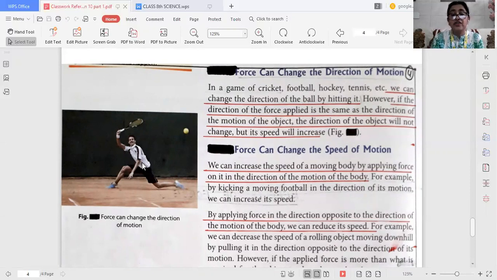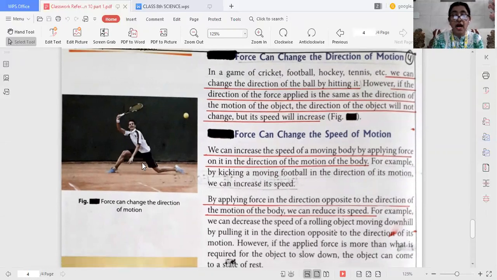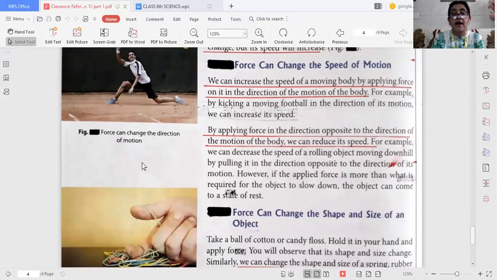Now, force can change the speed of the motion. If we apply force on a moving body in the direction of the motion of the body, then it will increase the speed. But if we apply the force from the opposite direction, then it will reduce the speed. So we can change the speed of the motion. We can increase it, and we can also reduce it.